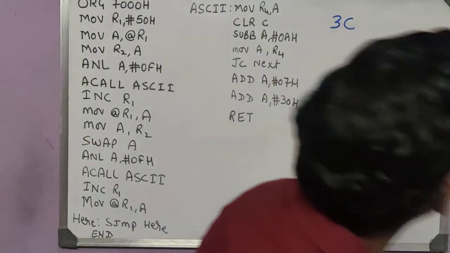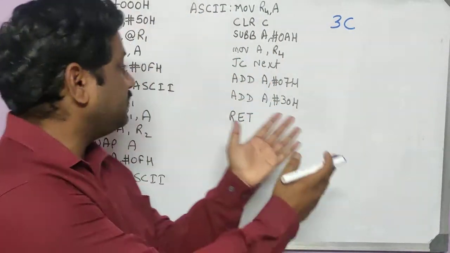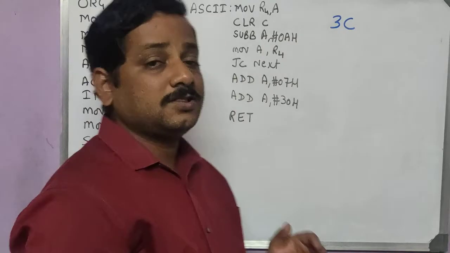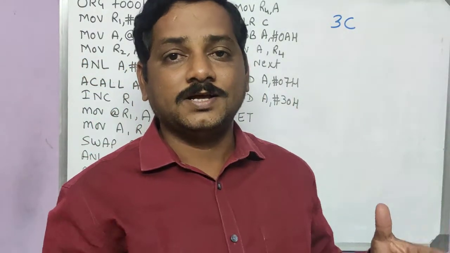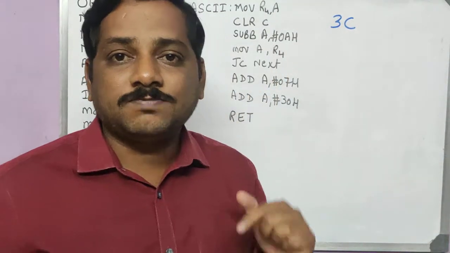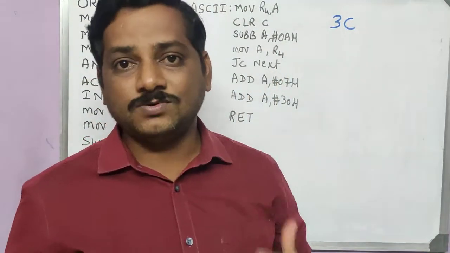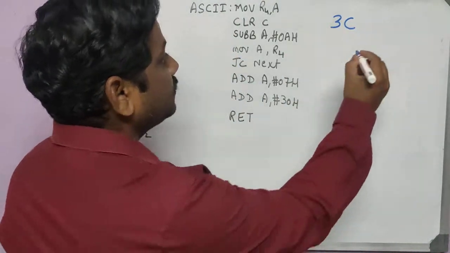So I should give the input at a certain location. Let me tell you the logic and then we'll come to the program. I told you what is hexa and what is ASCII conversion, and what you want to get. First I explained what is input, what is output. Now I am explaining how to achieve it. So if this is the input, 3C, what you need to do?